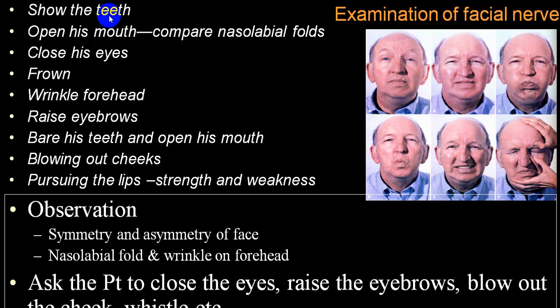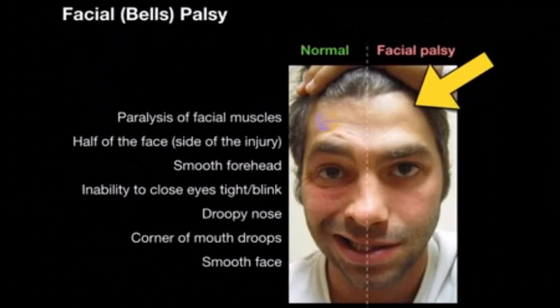So you will have to ask the person to show the teeth, open his mouth, close eye, frown, wrinkling of the forehead, raise the eyebrow, then blowing of the cheeks, pursing of the lips, whistle, etc. You will be able to find out whether it is lower motor neuron or upper motor neuron. So here you can see absence of furrowing, inability to close eye, nasolabial fold is not seen, drooping of the angle, drooping of the nasal part. You will call it lower motor neuron facial.